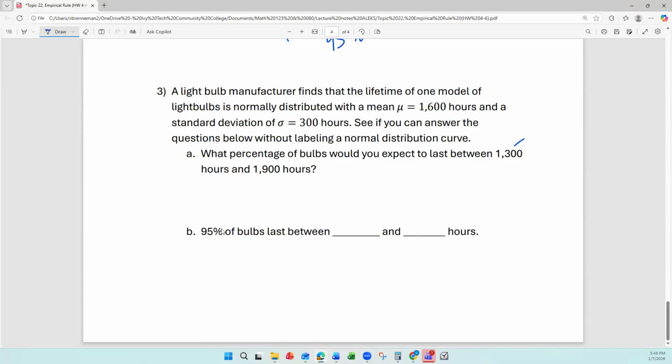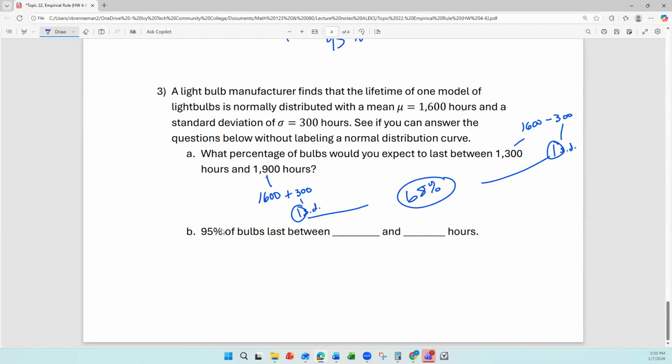So how do you get from 1,600 to 1,300? You subtract 300. And how many standard deviations is that? That's 1 standard deviation. And then similarly, to get from 1,600 to 1,900, you would add 300. And that is, again, 1 standard deviation. So these are the values that would fall 1 standard deviation below and above the mean. And so that would cover the 68% of the values would fall within that range. So because it's 1 standard deviation on each side, that's the 68%.